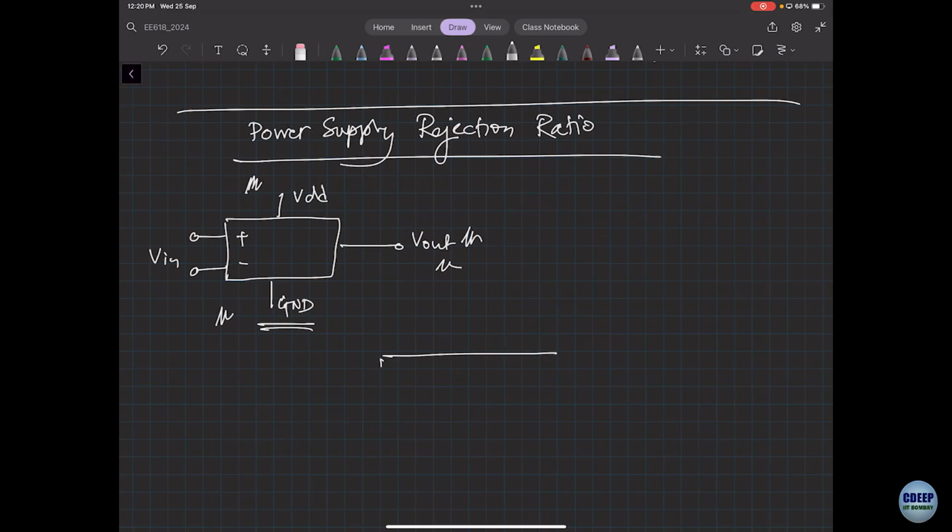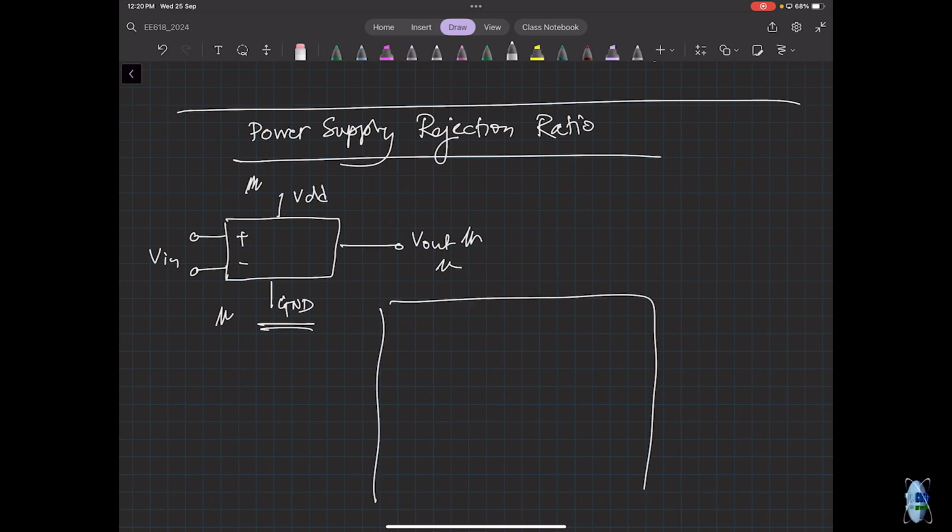Now, why do we reject that? Because you don't exist on a chip on your own, right? You're existing with a whole bunch of people who are generating digital noise. So this is your analog piece and this is your whole bunch of digital stuff. And digital people are, what are they doing? They are banging the supply or ground constantly.